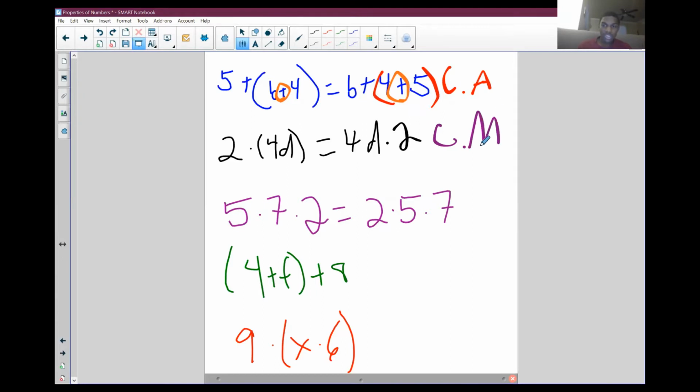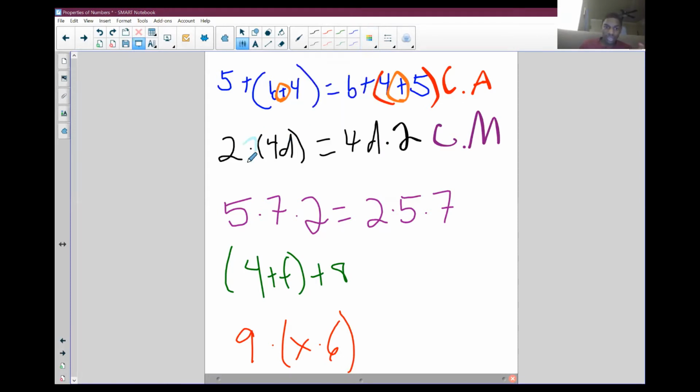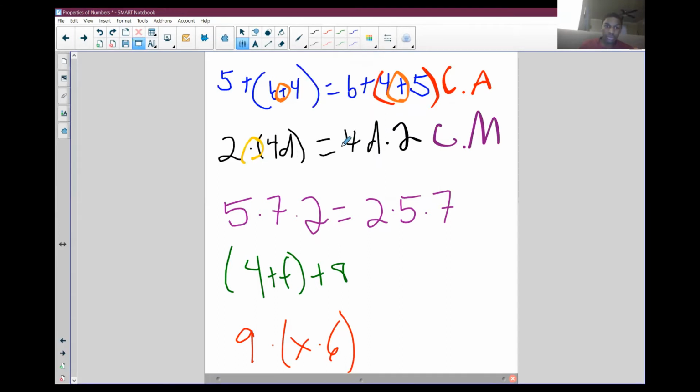Okay, so this will be the commutative property of multiplication. Because of why? Well, why is it? It's because of this multiplication. Oh, can't say that. Let's do this color. Because of multiplication. All right.